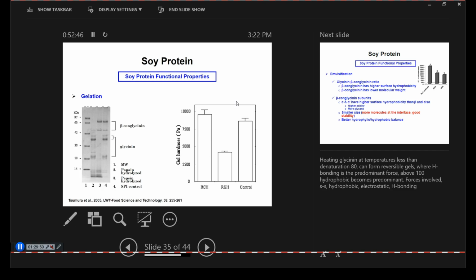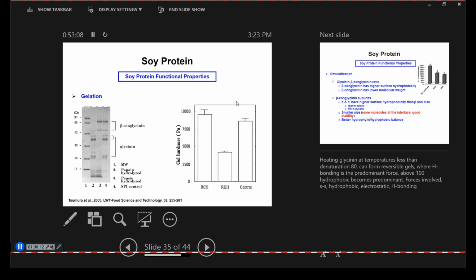Going back, I don't know if I showed this before, I probably did, but here, going back to demonstrate the impact of the specificity of enzyme hydrolysis. If we break down certain subunits, how would the gelation be impacted? That's again a confirmation that glycinin is important for gelation. So this is an example.